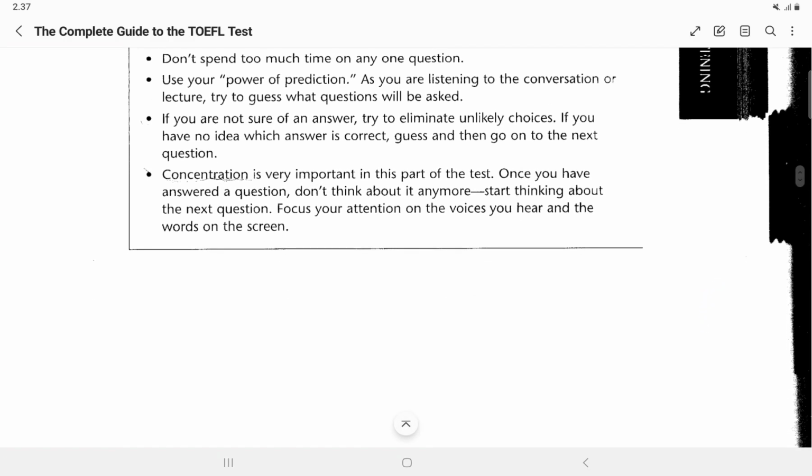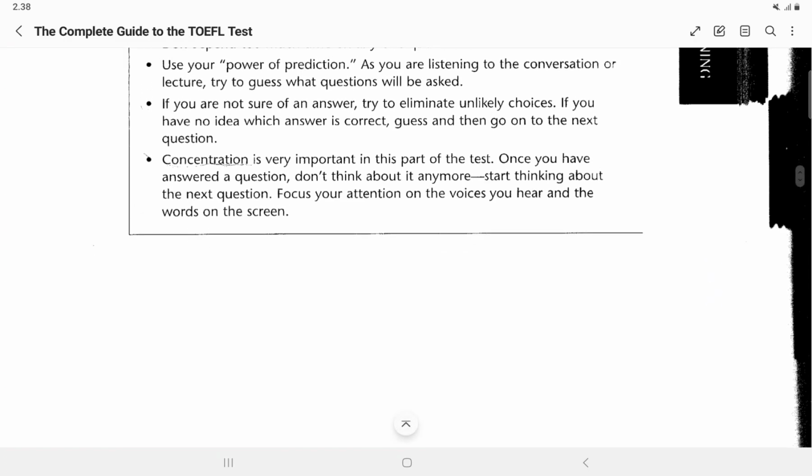Do not spend too much time on any one question. Move on if you don't understand or if you can't find the right answer. Use your power of prediction. As you are listening to the conversation or lecture, try to guess what questions will be asked. While listening, predict what questions will be asked. If you are not sure of an answer, try to eliminate unlikely choices. If you have no idea which answer is correct, guess. Then go on to the next question.